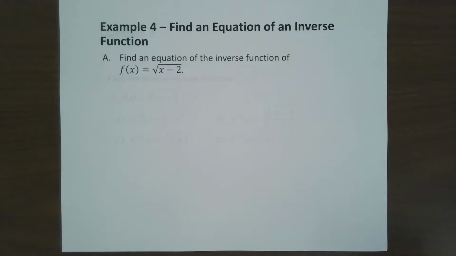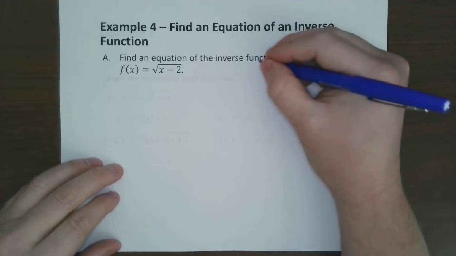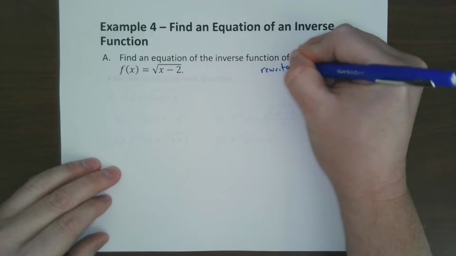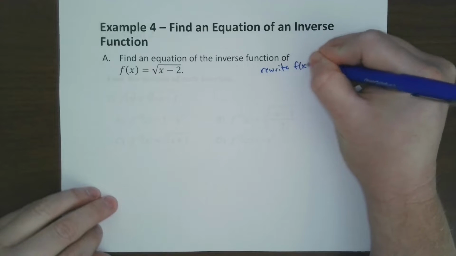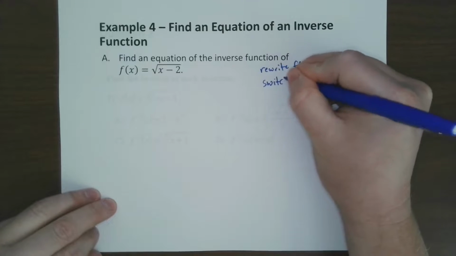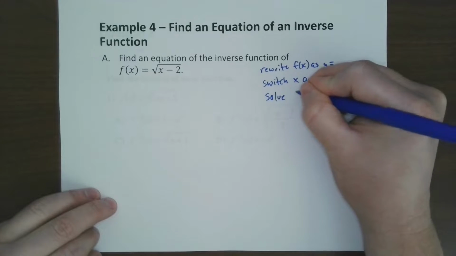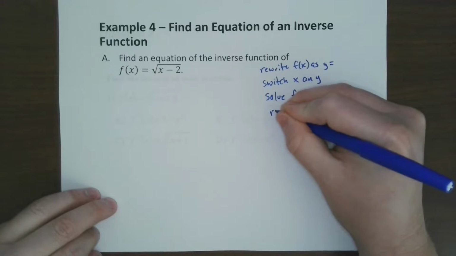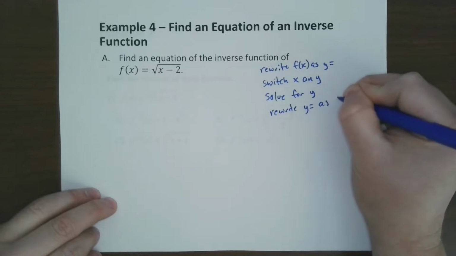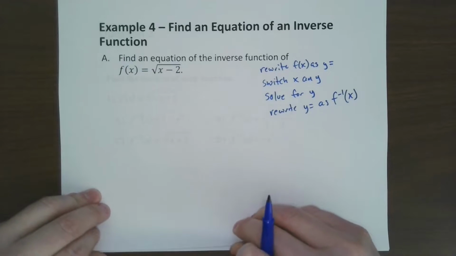So, how do we do this? Well, we have two steps. To find the inverse, all we have to do is two things, actually more than two things: rewrite f of x as y equals, switch x and y, solve for y, and then rewrite y equals as f to the -1 of x. -1 is shorthand to say that's the inverse of f of x.